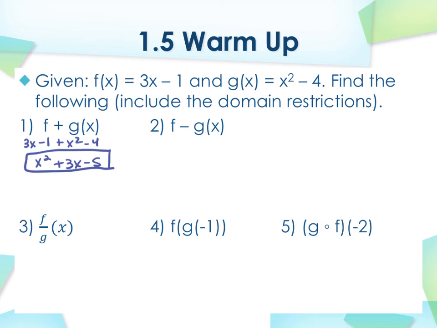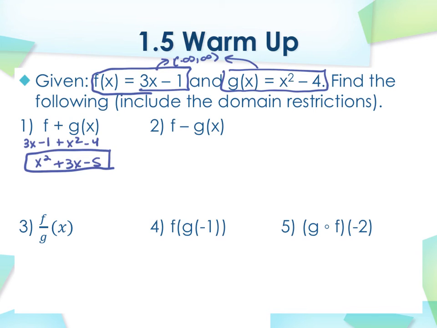Domain restriction, remember, if you are using them at the beginning, they carry down if you're adding, subtracting, multiplying, all that stuff. So I would come back up here just because it's easier to check it at the beginning. This is all real numbers, so negative infinity to positive infinity. And so is this. So there's no domain restrictions on my original functions, and there's no added one on number 1. So I'm going to say that the domain here is negative infinity to positive infinity. You always got to check original and what you made.